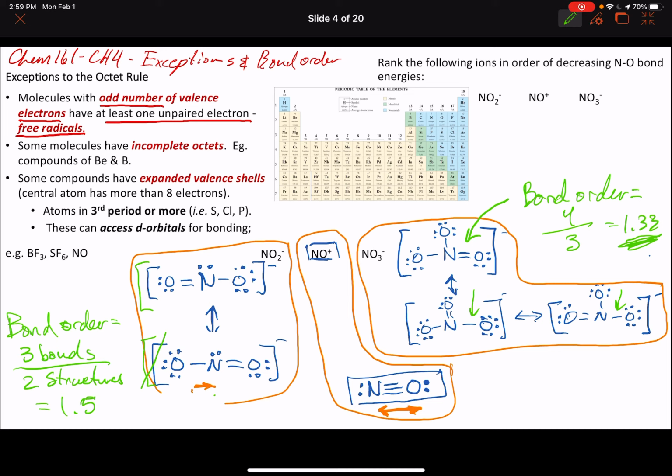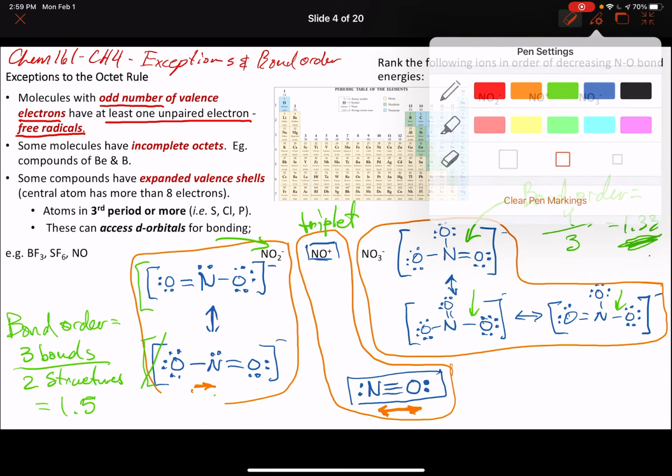Okay, so in short, we have a triple bond exclusively for the NO plus cation. For the nitrates, we have 1.33 bonds, and for the nitrite, we've got 1.5. So that is what we can use to help answer this question finally. Okay, so let's make some room for some of the next content here.